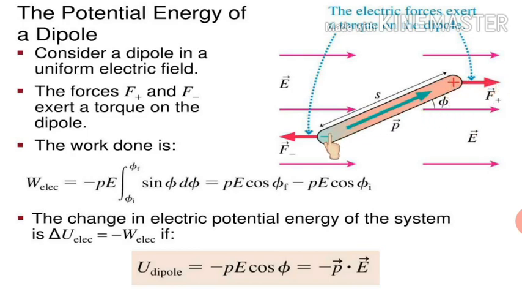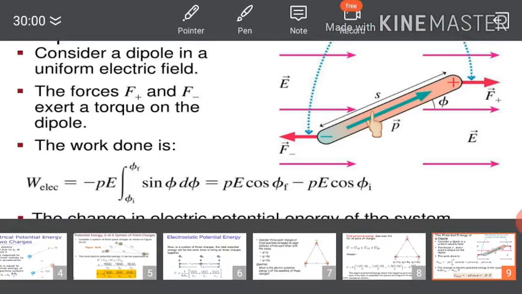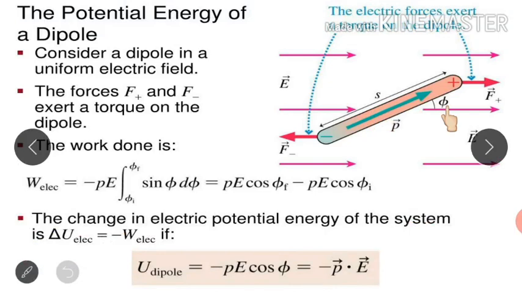This positive charge will experience force in this direction, this negative charge will experience force in this direction. So equal and opposite forces will be there, then torque will act on this dipole, which will try to rotate this electric dipole along the direction of the electric field. We have already discussed, and we have also calculated how much torque will act on it. It will be tau equals PE sine theta, and here we will say phi because phi is the angle. So the expression we already know is tau equals PE sine phi.